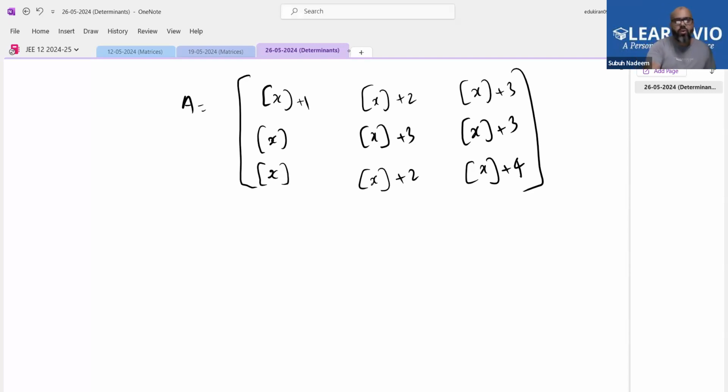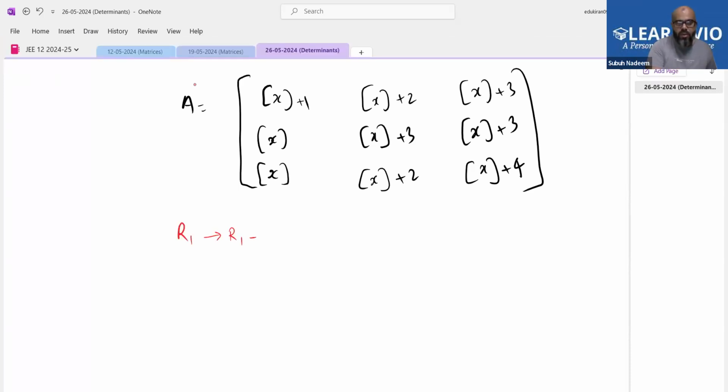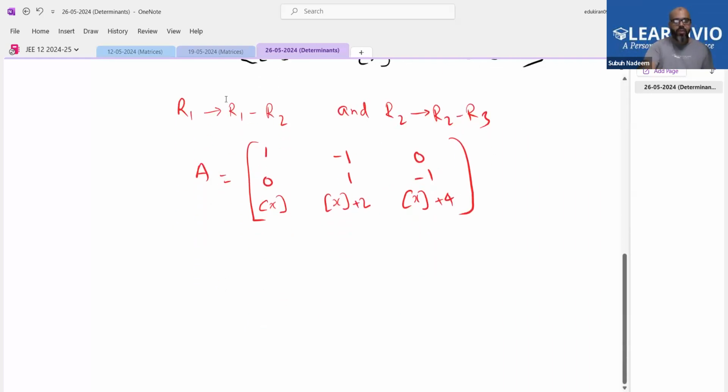So there are many ways in which you can do row and column operations. Let us suppose we take R1 as R1 minus R2 and R2 as R2 minus R3. So the A matrix becomes: R1 minus R2 will be 1, minus 1, 0. And R2 minus R3 will be 0, 1, minus 1. And the third row is the greatest integer of x, the greatest integer of x plus 2, the greatest integer of x plus 4. So we get this.